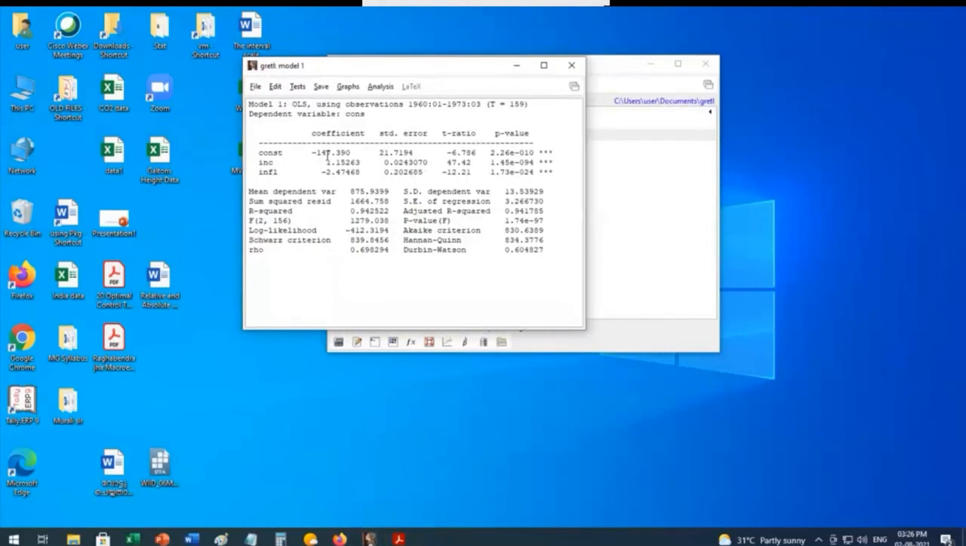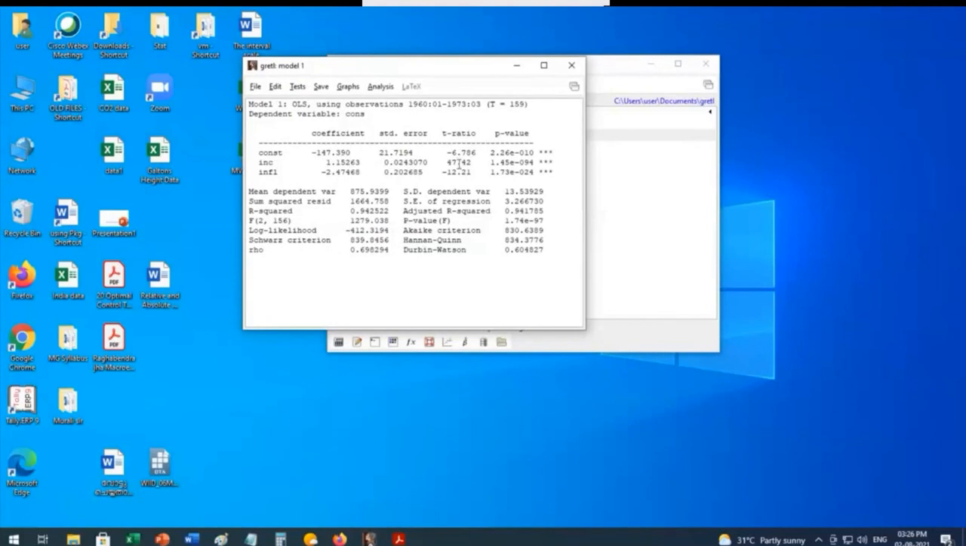Constant, income, and the inflation. Now the standard errors are given. Then the t-value. How do we get the t-value? T-value we get by dividing this coefficient by the standard error. Then we are getting this one. For example, 1.15 divided by this 0.024, we get 47.4, the t-value.